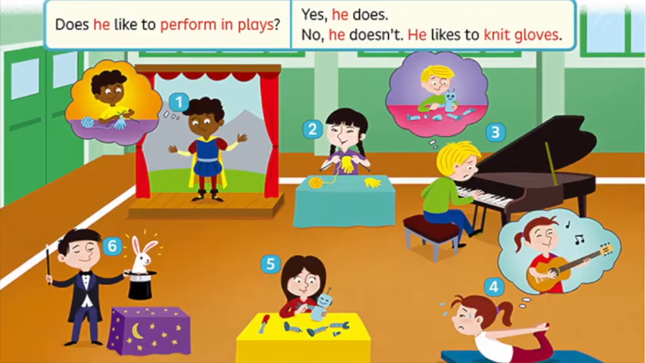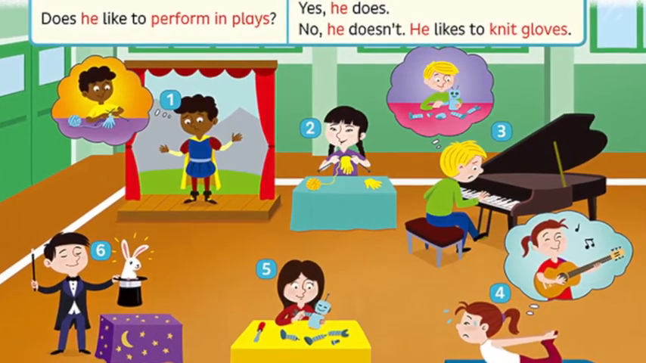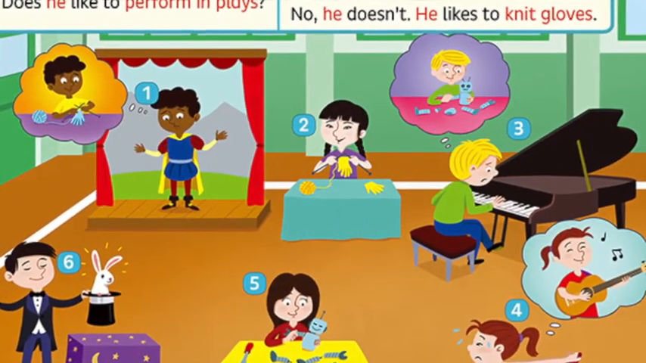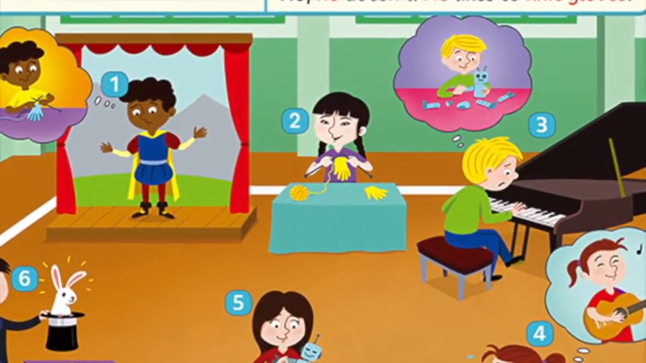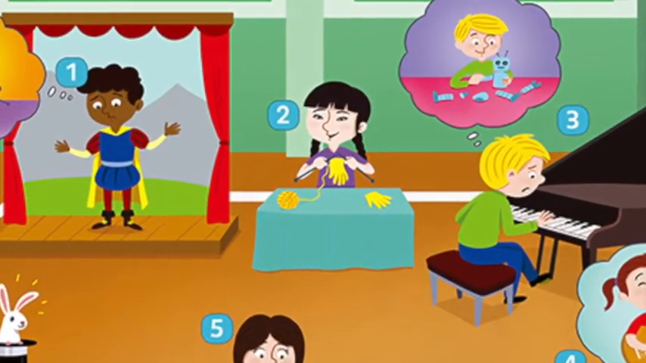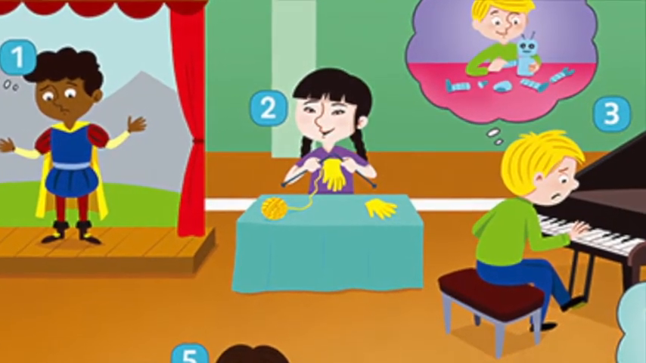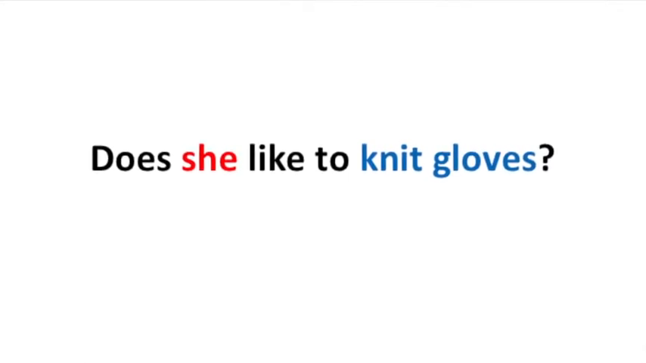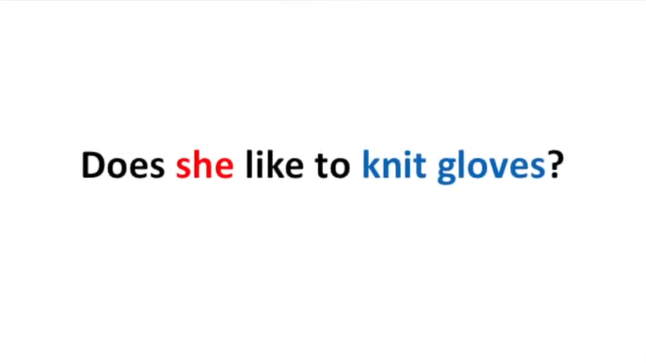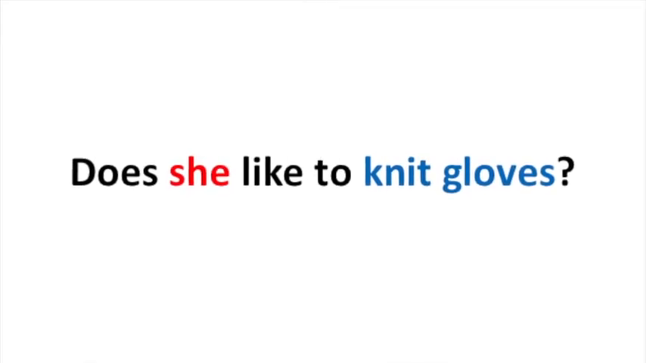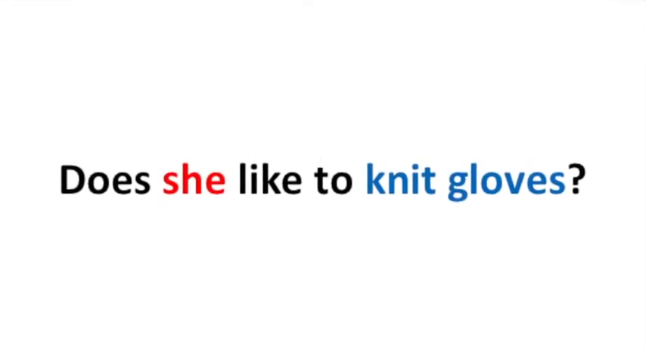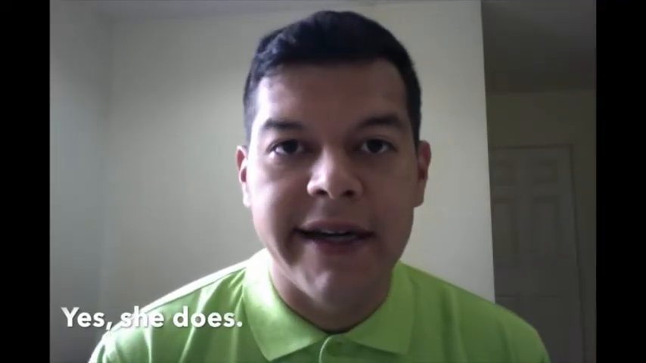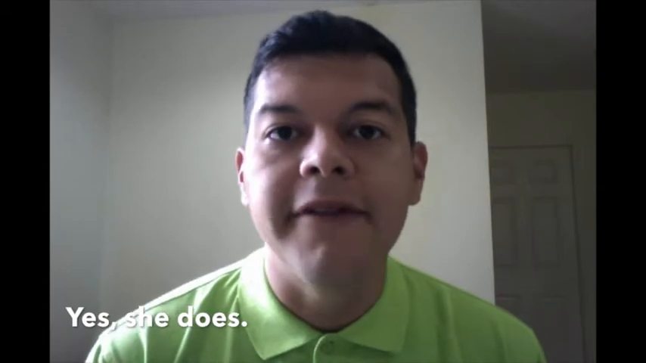Okay, let's go on to number two. It is a boy. I'm sorry, a girl. Number two, it is a girl. And it looks like she likes to be in the knitting club. So the question is, does she like, no S, because it is a question. Does she like to knit gloves? So yes, she does. Yes, she likes to knit gloves. Very good.